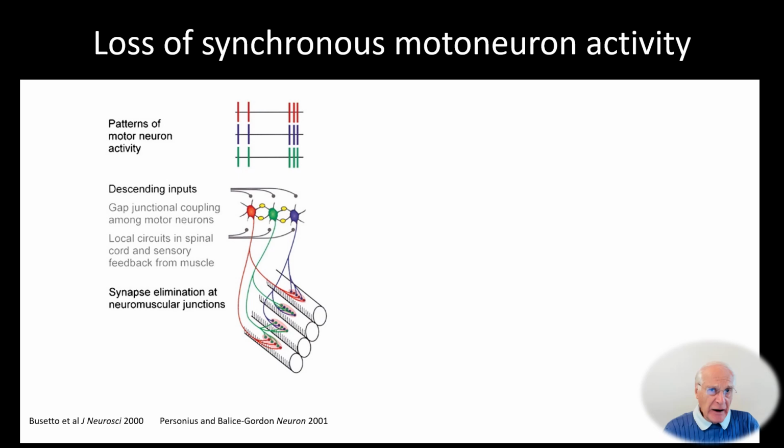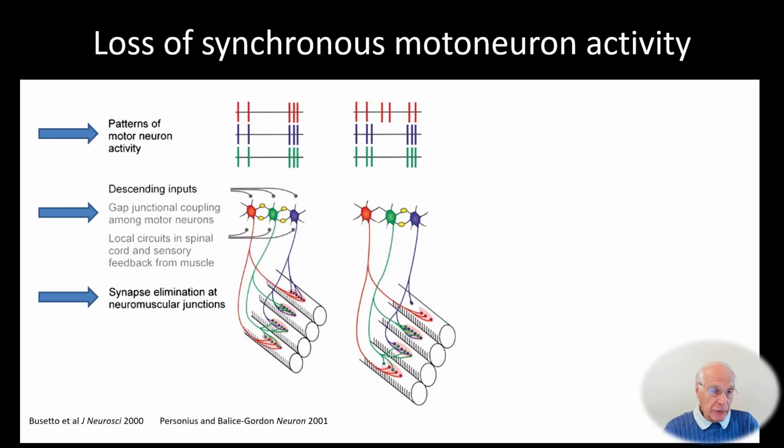There is a correlation between the changes in motor neuron synchrony, the presence of gap junctions, and muscle innervation. At first, the activity of motor neurons is strongly synchronous. There are extensive gap junctions and polyinnervation of muscle fibers. Then synchronous activity decreases, and so do gap junctions and polyinnervation.